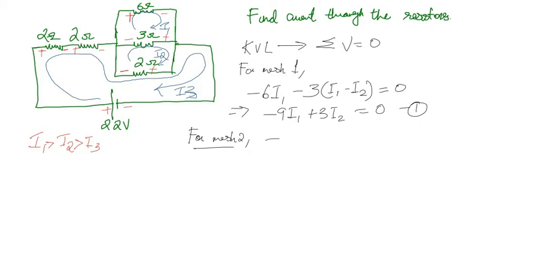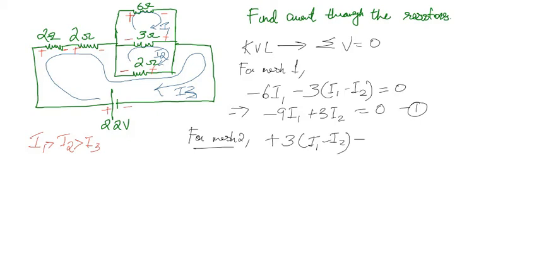Here minus is at the left side and plus is at the right side. So I am going in the clockwise direction. When I am writing the mesh equation, I will be going in one direction. So from minus to plus I am going. After that I am coming from plus to minus. Okay, so going in the clockwise direction I am writing plus 3 into (I1 minus I2).